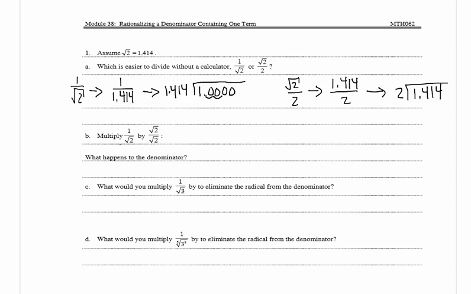In B, it wants us to multiply 1 divided by the square root of 2 by the square root of 2 over the square root of 2. So we have 1 divided by the square root of 2 times the square root of 2 divided by the square root of 2. And that is equal to the square root of 2 divided by the square root of 4. And that is equal to the square root of 2 divided by 2. And it said, what happens to the denominator? And when we do this multiplication, the radical is eliminated.